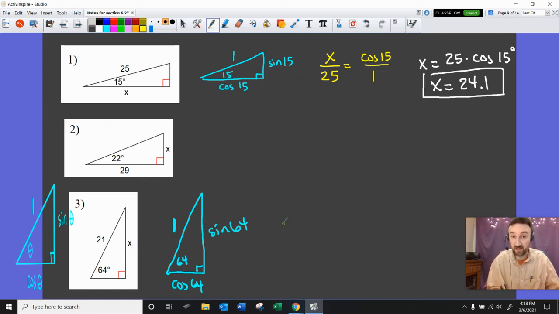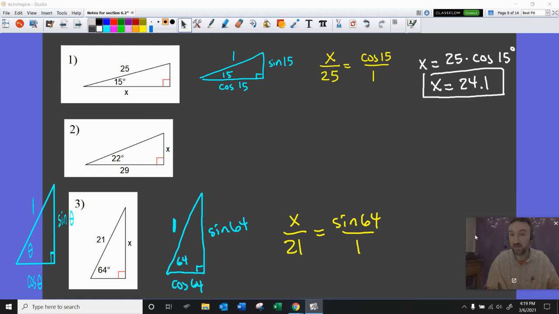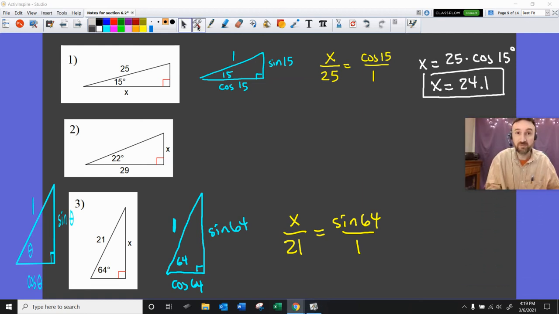I want to know x, okay? So I'm going to write x divided by a side I know, x divided by 21. I don't even pay attention to where they are. I'm going to put x on top every time. X divided by 21 is equal to, in the other triangle, x matches up with sine of 64. And then 21 matches up with the side length, the hypotenuse, 1. So now I can solve that problem.